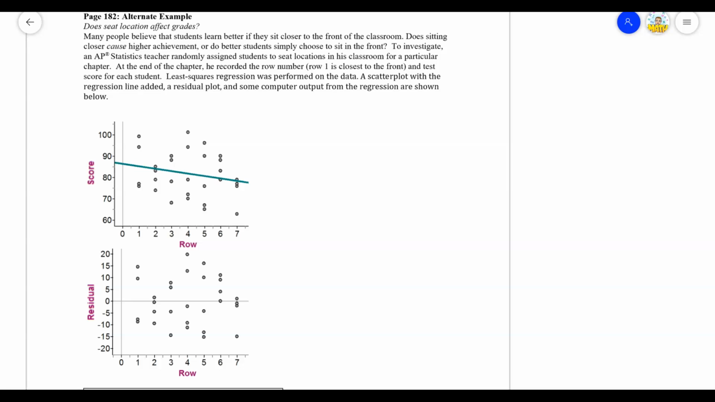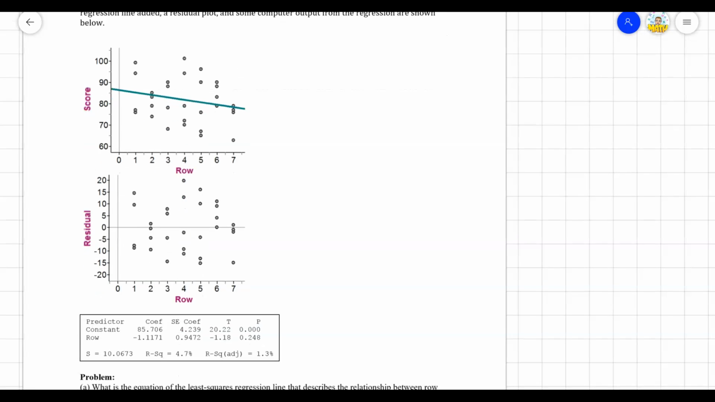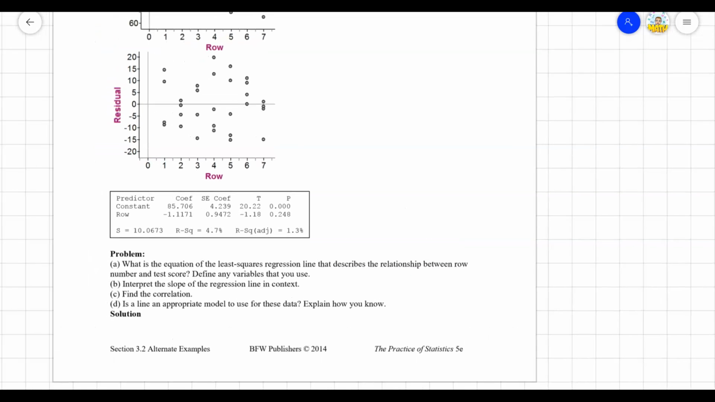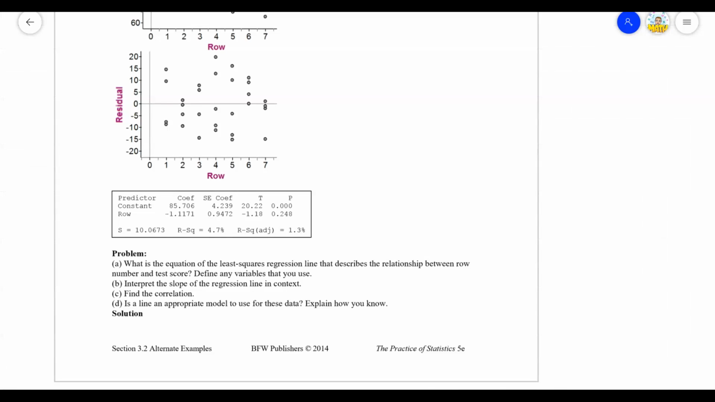If we randomly assigned students to seats and we found that on average students that sit closer to the front do better, then we'd have a reason for cause, but we'd have to randomly assign that. We can't just say, well, somebody chooses to sit closer to the front, they may be choosing to do other things that make them do better in the class as well.